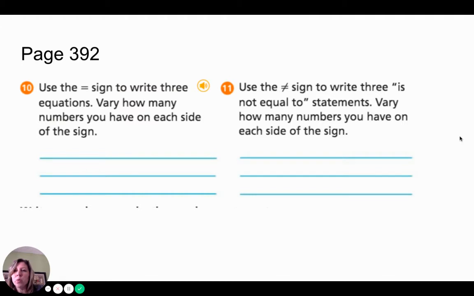You are going to write 3 equations, and you are going to use the equal sign for number 10, and you are going to write 3 equations using the not equal sign. Make sure you vary your numbers on each side of the sign. And if you use operations, vary your operations too. Make them interesting. If you want to pause now and do this, please work on it. One of these is going to be part of your homework today. All right, I'm going to keep going.